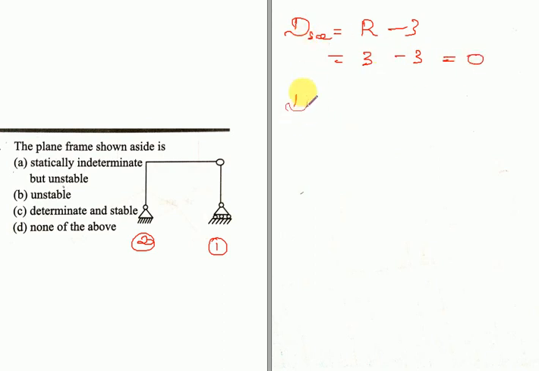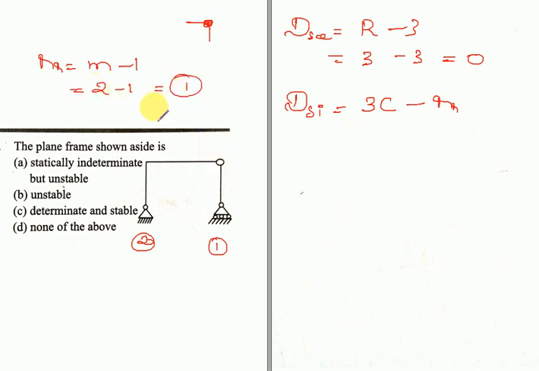DSE is the external static indeterminacy, and internal static indeterminacy would be 3 times the closed loops minus RR. You need to take RR because internal hinges are present here. So for internal hinges like this, the value of RR will be equal to m minus 1. The total number of members meeting at the hinge is 2, minus 1, which is equal to 1, which was explained in the previous video.